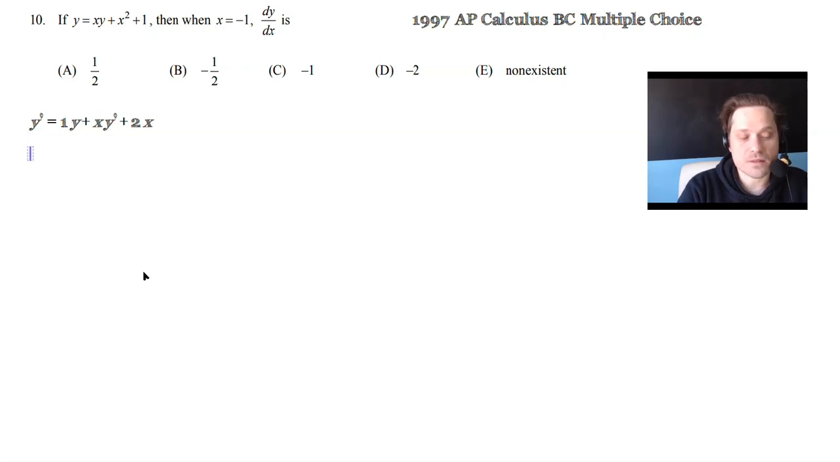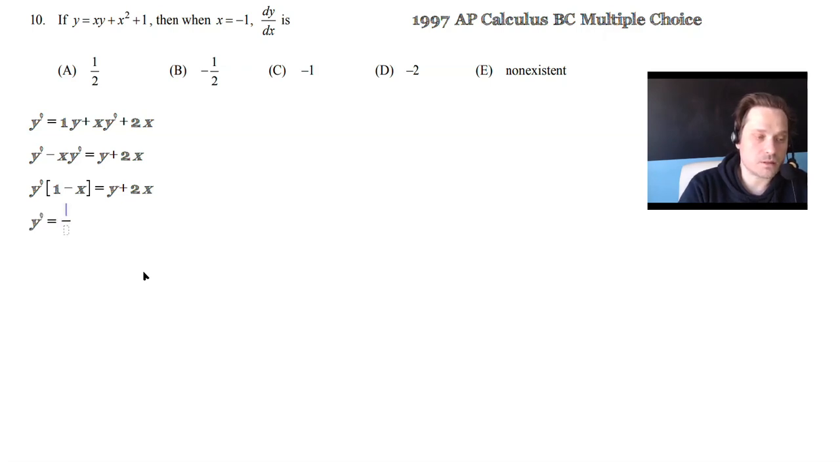Now you can just solve this for y prime. y prime minus xy prime would be equal to y plus 2x. Factor y prime out, and what's left is 1 minus x, equal to y plus 2x, divided by 1 minus x. So y prime is equal to (y + 2x) divided by (1 - x). That's your derivative. Then you just evaluate this derivative at x = -1.